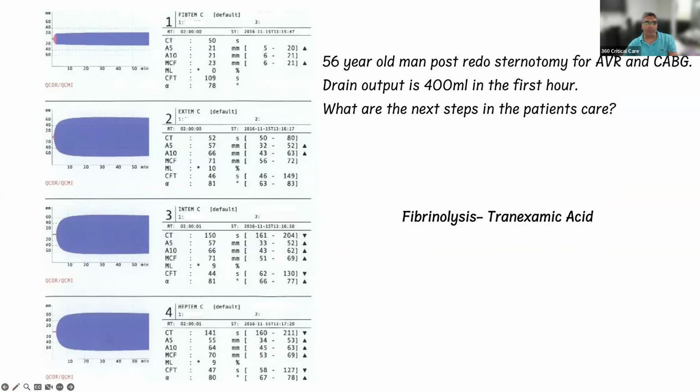So this looks normal except for the maximum lysis, ML. It is 9%, which is more than 5%. That means the patient has ongoing fibrinolysis. You give tranexamic acid. Okay.